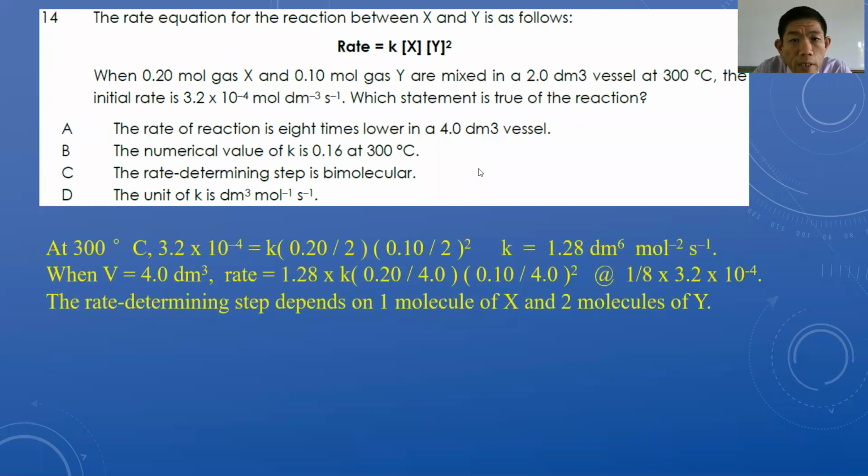Okay, so in here, the correct answer is A. Sorry for the mistake just now. It is not bimolecular, it is trimolecular. So the best answer in here is A because it is lower by 8 times of the rate equation. Okay, so that is for number 14.